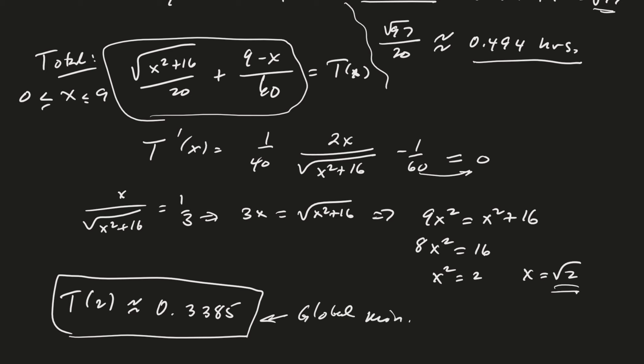We ran out of time, so I better stop there. But we can see that the best place to build the road will be the square root of 2 miles down the road from our shortest point.